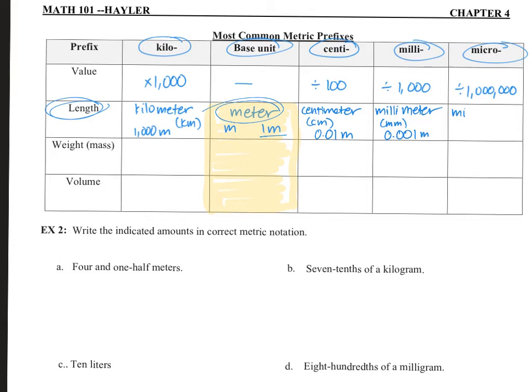Micrometers. Micrometer. The abbreviation for this one is mcm. And that, remember, we take our base unit and divide it by 1,000,000. And what do we get when we take our base unit and divide it by 1,000,000? We get a very small number, 0.000001 meters. Whew.